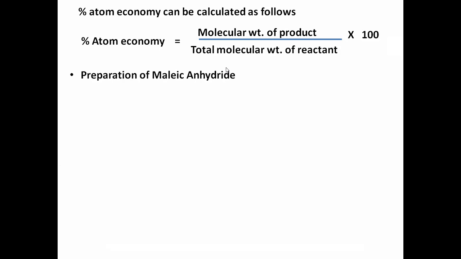Now we will study this atom economy principle with respect to the preparation of maleic anhydride. This is an industrially important chemical which is utilized for the manufacturing of several medicines, drugs, dyes and pesticides. So this is an important chemical. Let us see the synthesis of this compound from three different chemical synthetic routes, and then we will decide which synthetic route is most efficient. That synthetic route will be efficient where atom economy is maximum.